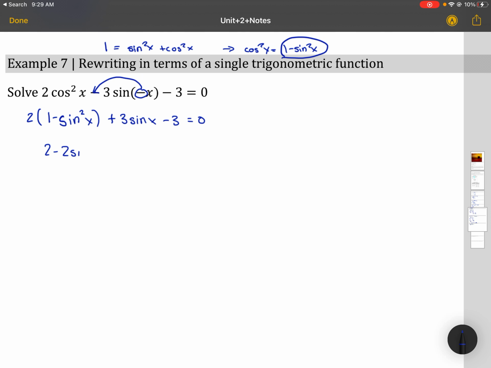So if we keep simplifying, we get 2 minus 2 sine squared x plus 3 sine x minus 3 equals 0. And say we want our sine squared to be positive, then all of this stuff needs to move to the right, or we can multiply it all by negative 1. But first, the 2 and the negative 3 are going to make a negative 1, so we get negative 2 sine squared x plus 3 sine x minus 1 equals 0.